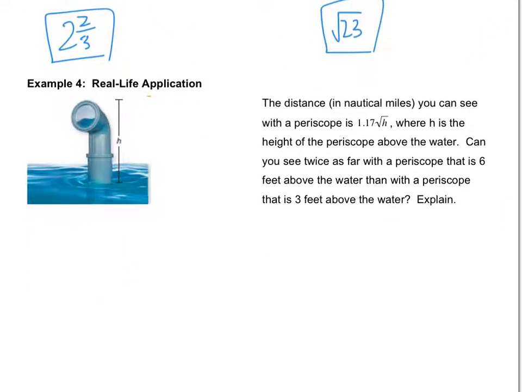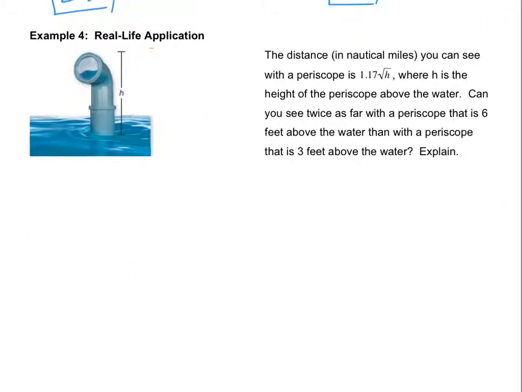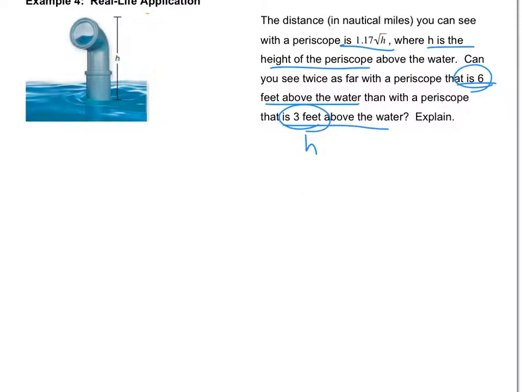In example 4, let's just plug some values in. So the distance in nautical miles you can see with a periscope is this formula, where h is the height of the periscope. Can you see twice as far with a periscope that is 6 feet above water than with a periscope that is 3 feet above water? So this represents the h value. So let's do two things. We have to really solve it twice. First, we're going to solve it 1.17 times the square root of 6, and then 1.17 times the square root of 3.